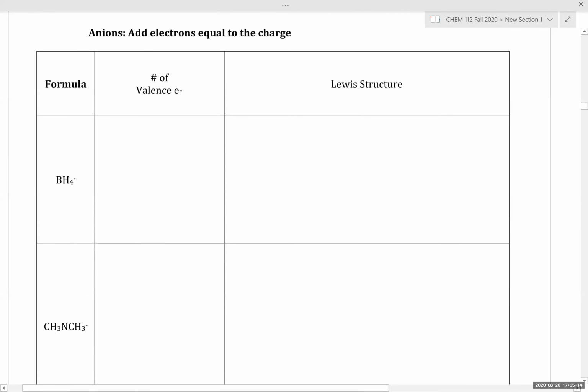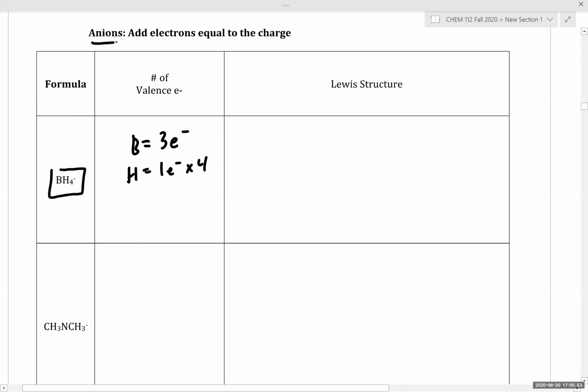But before we get to that, we're going to look at a few common anions. And these are not just randomly chosen. These are actually common species that you'll see throughout your organic chemistry experience. So BH4 minus is a pretty interesting species. It resembles a lot of very common reducing agents used in organic chemistry. So boron has 3 electrons to its name. Hydrogen has 1 electron, and we have 4 hydrogens.